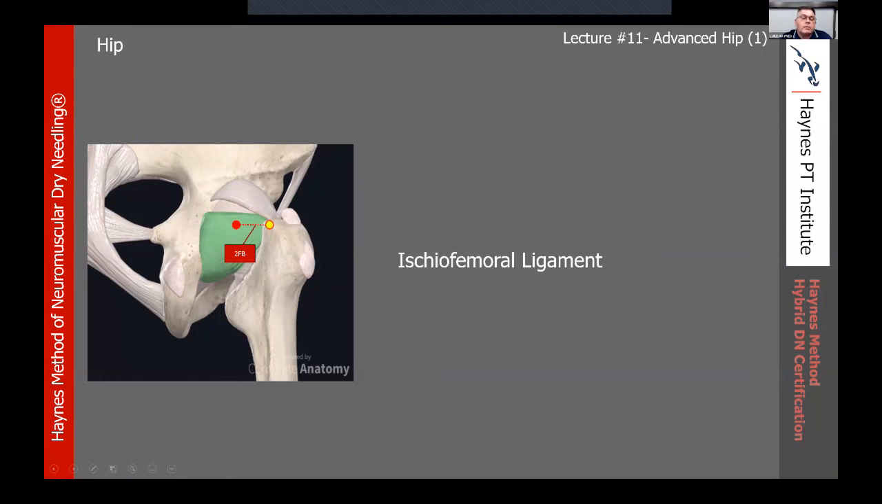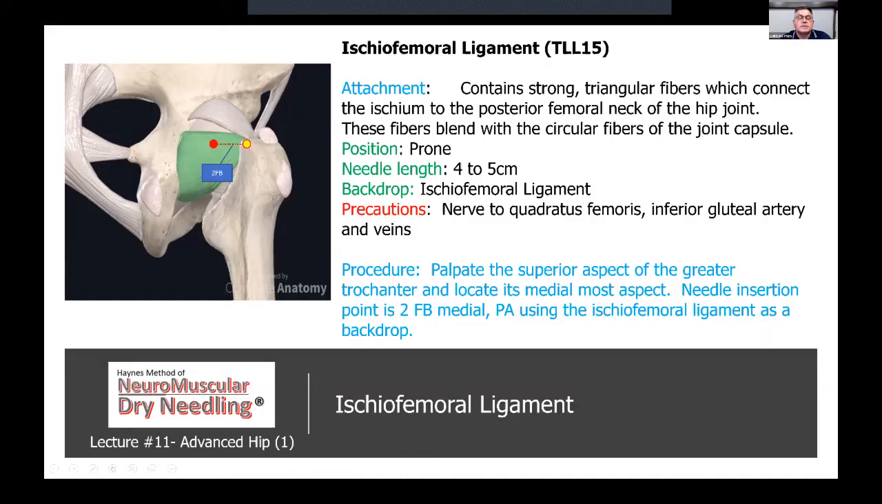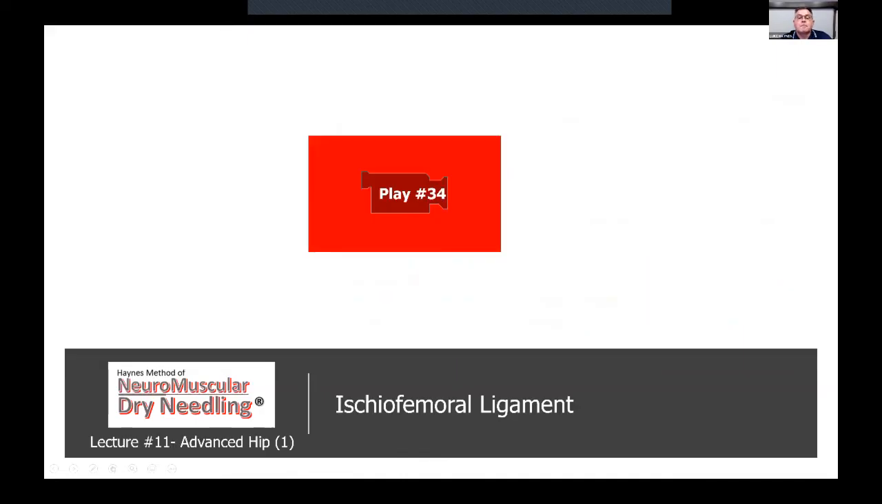We come 2 finger breadths in the frontal plane, medial, and then 1 finger breadth superior. Here we just keep it at 2 finger breadths medial in the frontal plane. We do it this way to give us our greatest protection for the sciatic nerve. We definitely want to make sure we hit the ischiofemoral ligament, but at no risk to the sciatic nerve. So 2 finger breadths from there.